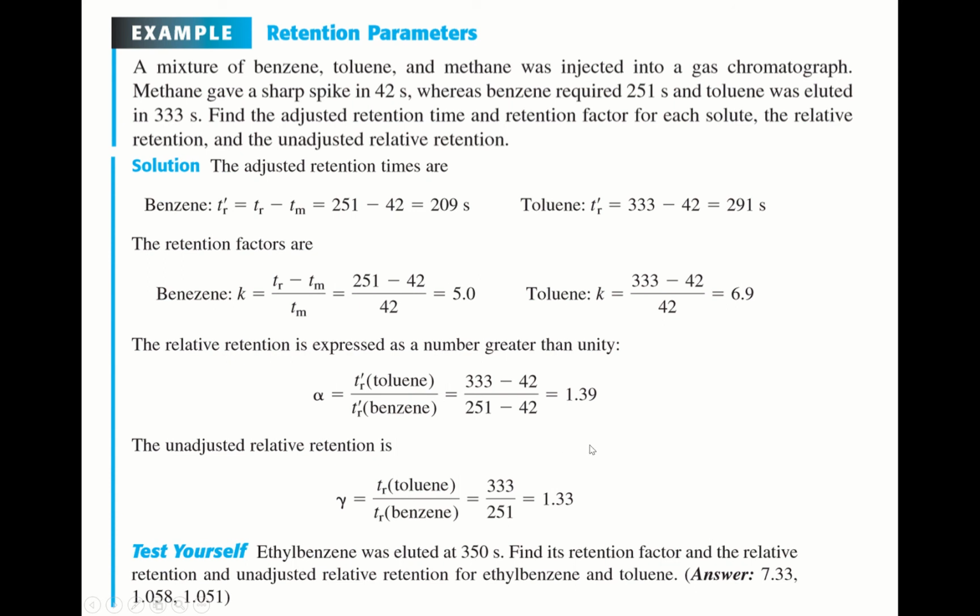So test yourself. Ethyl benzene was eluted at 350 seconds. Find its retention factor, and the relative retention and unadjusted relative retention for ethyl benzene and toluene. In this case, the ethyl benzene retention time is greater than toluene. With respect to toluene, the unadjusted relative retention is 1.051. You may check it.